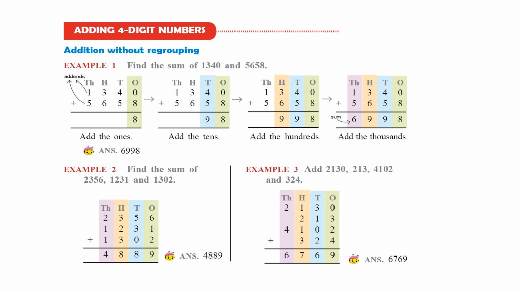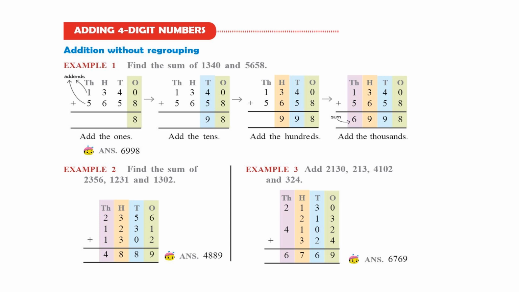Again, in example 3, we will see how to add 4 numbers. Add 2130, 213, 4102 and 324. There are 4 numbers. First write the place values: ones, tens, hundreds and thousands. Right? Then write the numbers one below the other, that is thousands in thousands place, hundreds in hundreds place, ones in ones place and tens in tens place. Right?